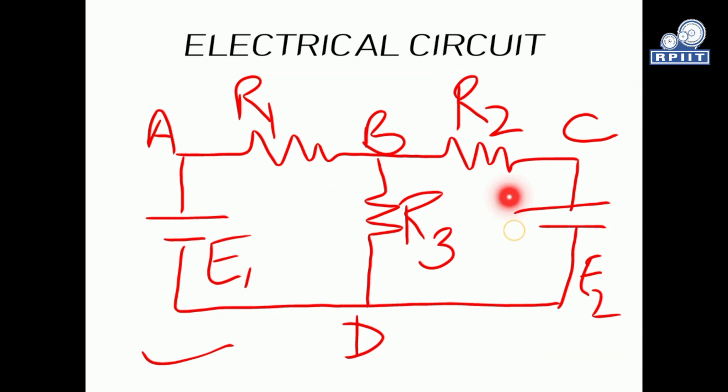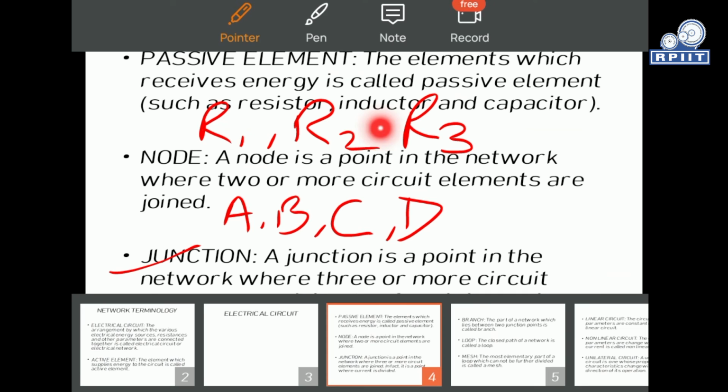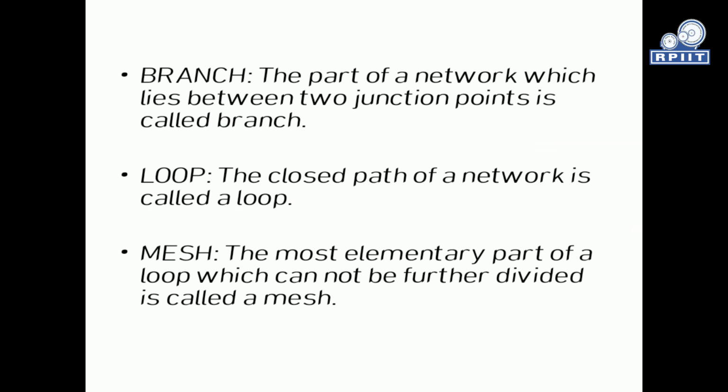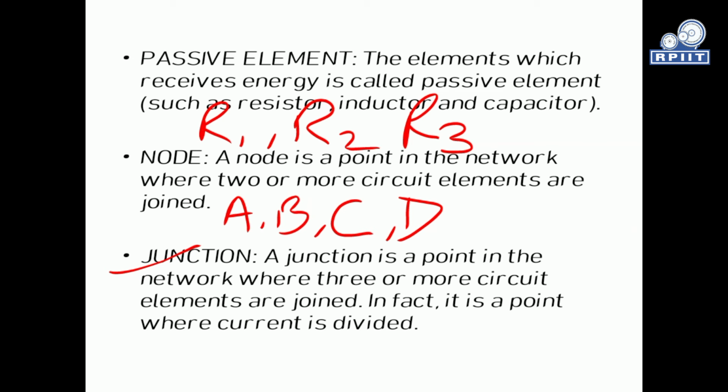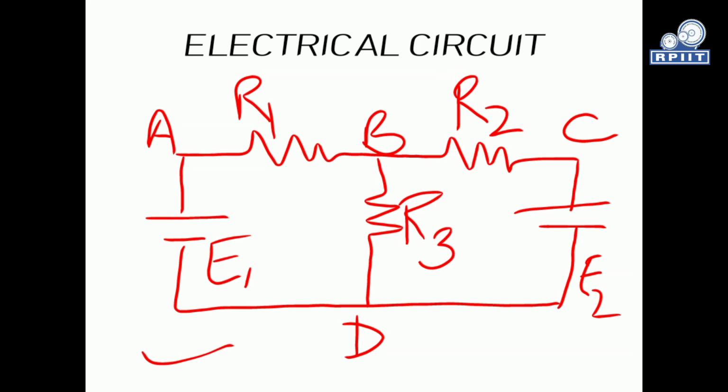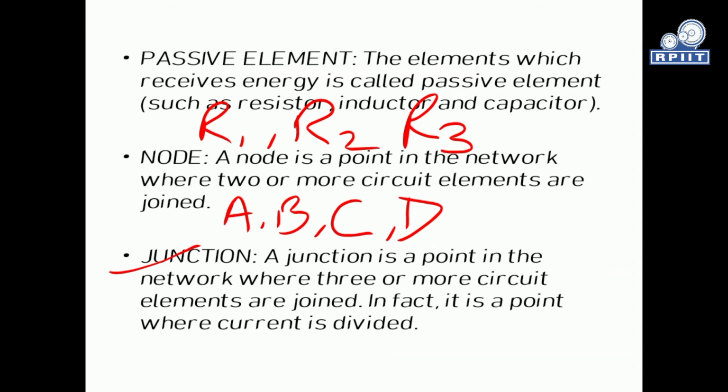So what is a junction? A junction is a point where three or more circuit elements are connected or joined. So these two are called junction points, B and D. A and C are not junction points. These are nodes because here only two elements are connected. So there are two junction points here.